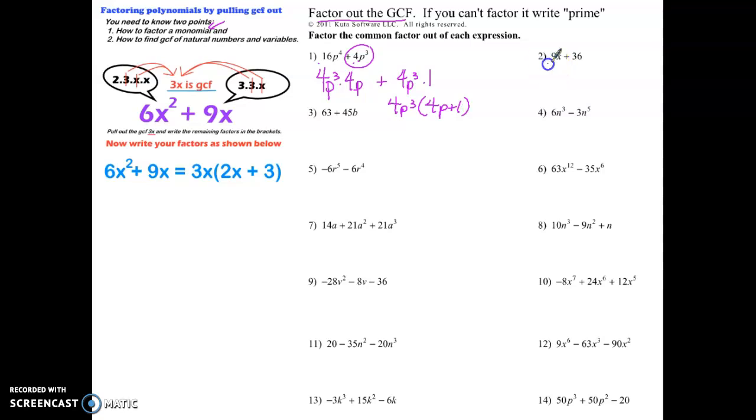Okay, look at the numbers. What is the greatest common factor between those two numbers? It's going to be 9. So when I take out the greatest common factor, I would be left with x, and then I would have to multiply that by a negative 4. Look, when I distribute it back, I would get 9x minus 36.